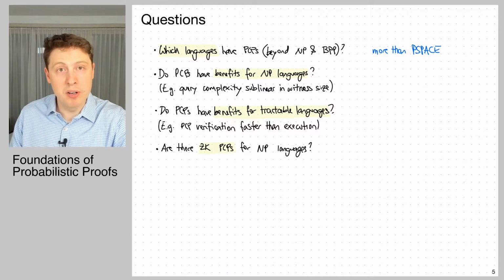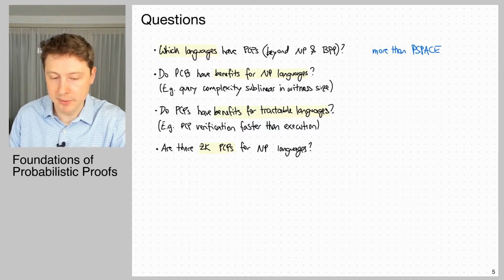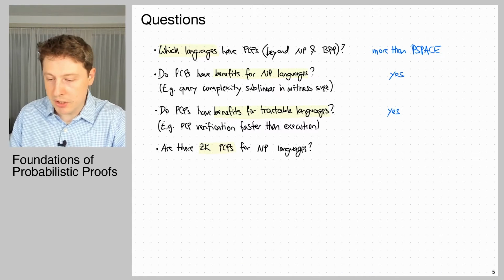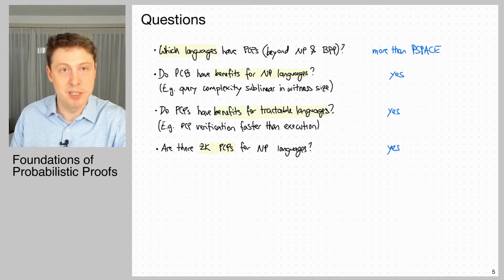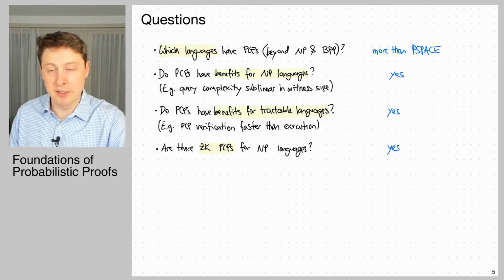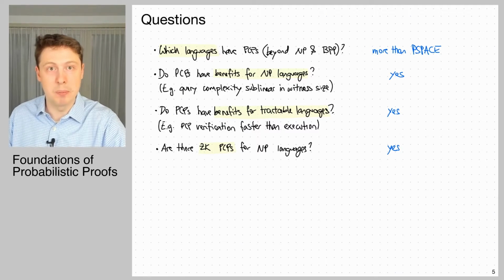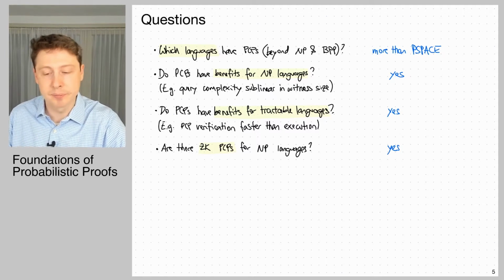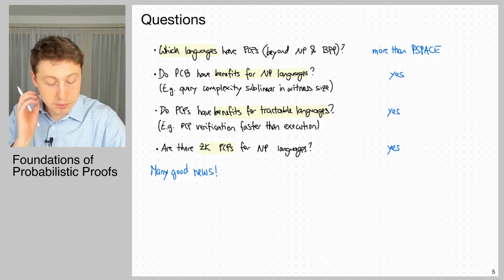we'll see that you can capture much more than PSPACE, okay? And PSPACE is already a lot, right? So this gets even beyond that. And generally just lots of good news: yes, we have PCPs for NP languages. They have benefits for tractable languages in terms of verifying things faster than execution. We have zero-knowledge PCPs for basically everything. So that's a lot of good news.